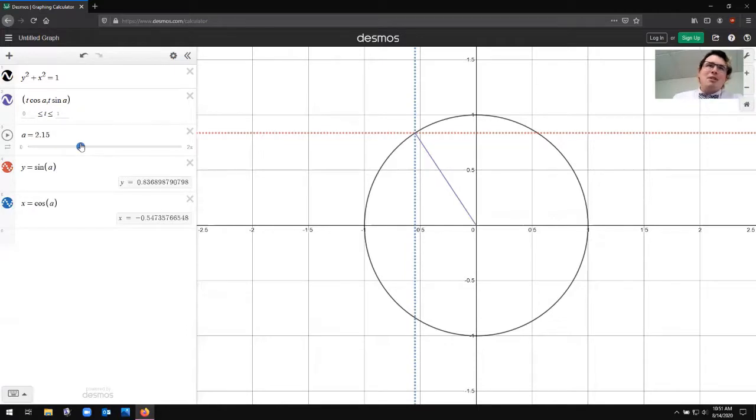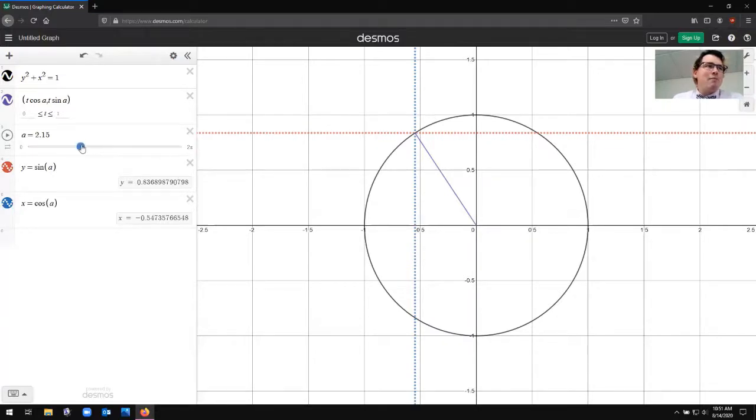One of the nice things about this setup is I can immediately see in my red line, which is telling me the value of the sine function, that there are actually two places on this circle that will have exactly the same sine value. They are lined up horizontally. There are two different places that will have the very same cosine value, and they're lined up vertically.